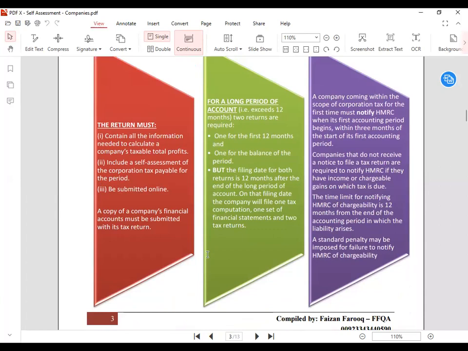Just now we discussed company's year end, you have 12 months. But what about a company which has more than 12 months year end? We know it as a long period of account, right? In corporation tax, part number 4 or part number 5 video, we discussed that one in detail. The long period, what we are doing, we are supposed to split it, right?